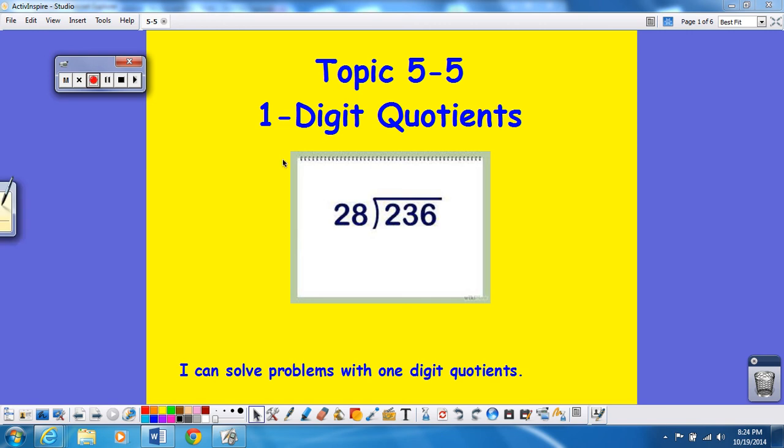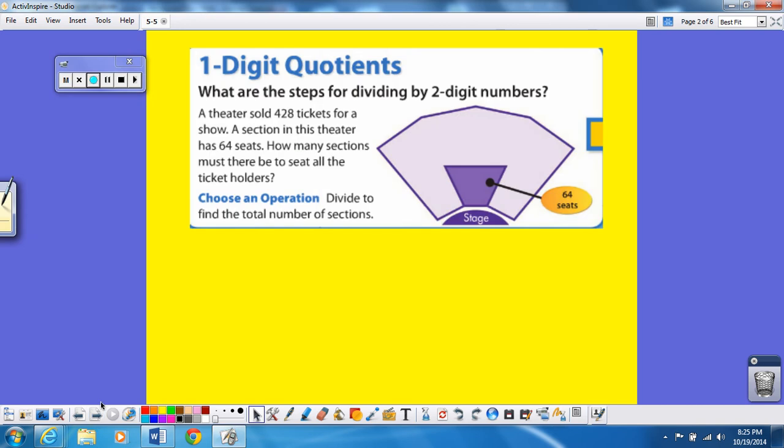Alright, topic 5-5, one-digit quotients. Our goal today is that we can solve problems with one-digit quotients. Now what you're going to notice is that our divisors that we're working with in tonight's work are always two-digit divisors. But because of the numbers that we are using, our quotients are only going to have one digit. So it's going to take some extra work to figure out what that one digit is in each of these problems. So let's start with this word problem.